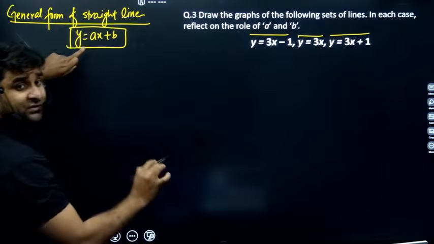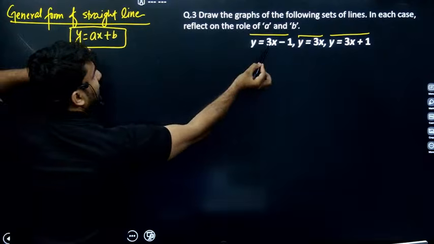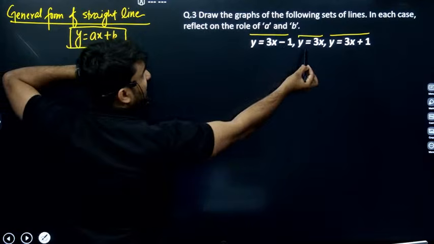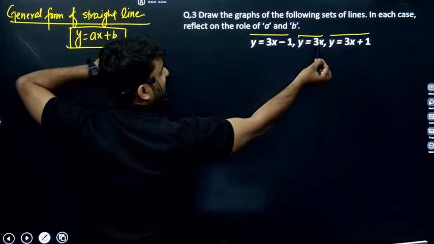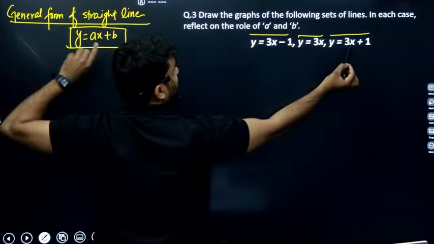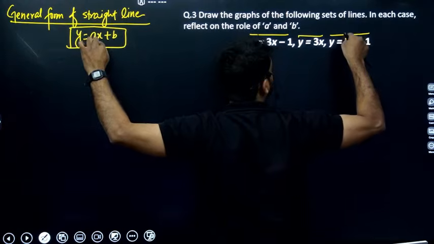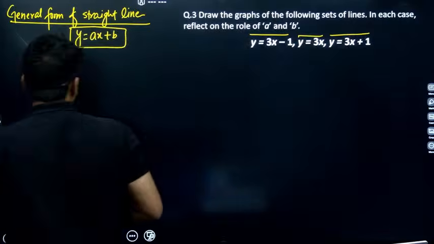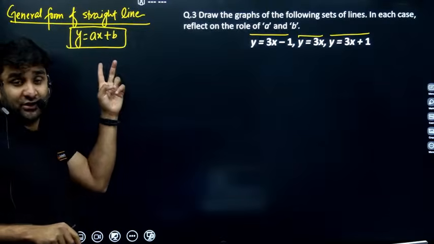Now if you compare this equation with this one, in the first equation a is 3 and b is -1. In the second equation a is 3 and b is nothing, so b is 0. In the third equation, let's compare both. In the third equation a is 3 and b is +1. So this is the general form of a straight line, a linear equation in two variables.